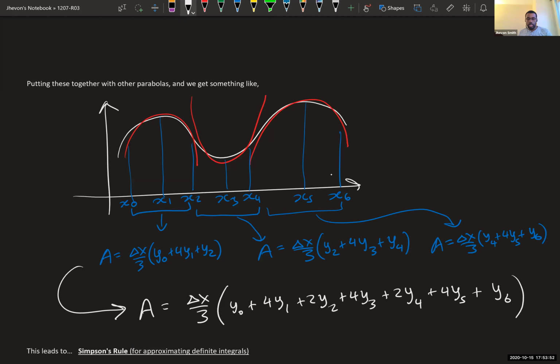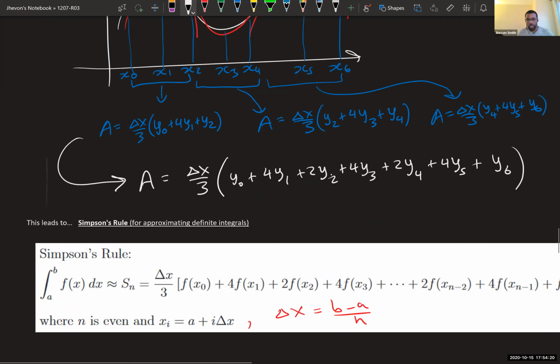Okay, so notice the pattern that happened here. It's a delta x over 3. And then the first endpoint and the last endpoint, the y values are the same. But in the middle, I start at 4 and then alternate between 2 and 4 all the way down. So it's going to start at a 4, end at a 4, but alternating between 4 and 2 for the intermediate y values. This leads us to Simpson's rule, which is the guy here.